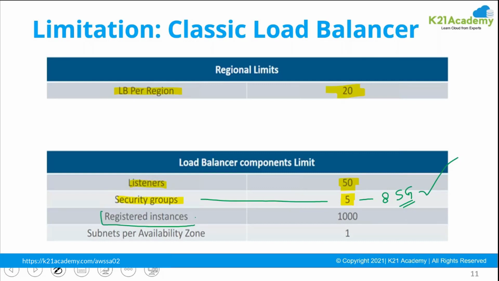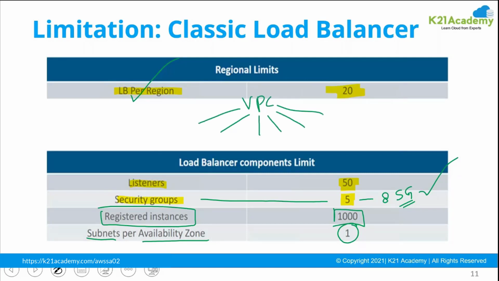The number of registered instances in the load balancer can be a maximum of 1000, not more than that. And then subnets per availability zone can be 1. Now this is a bit confusing. Anyways, when you have a VPC and you have 6 availability zones, you get 6 subnets: subnet 1, subnet 2, subnet 3, subnet 4. Then what is the meaning of this?